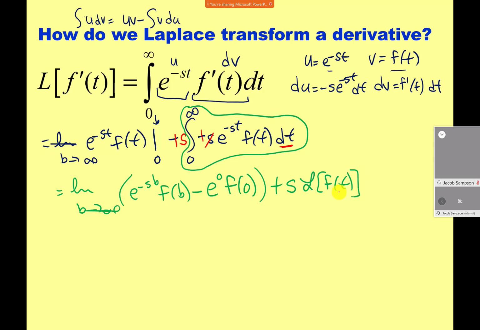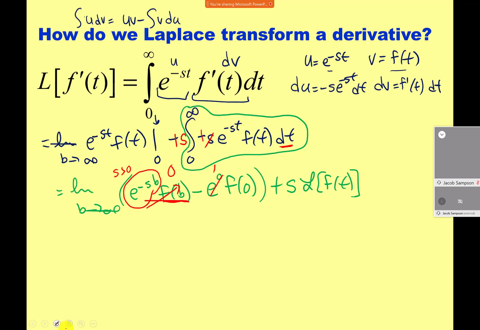All right, so let's figure out what happens as b goes to infinity here. This will be just a constant, a number, whatever f is at b, but it's just evaluating it at some specific place. And this will be the thing that dominates. This is going to go to 0 because we're going to have s greater than 0, and so this is a negative exponential. So this part's going to go to 0, and then e to the 0 is 1.